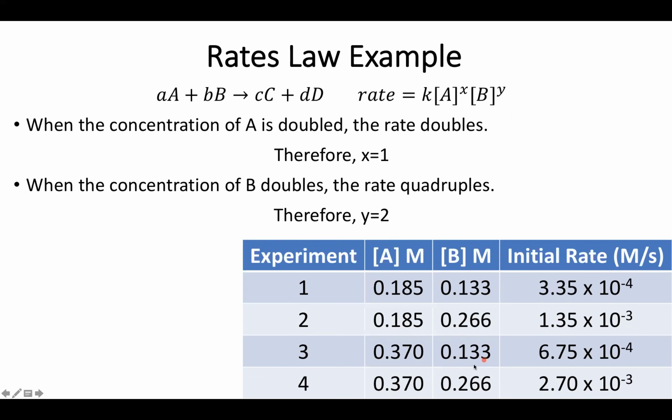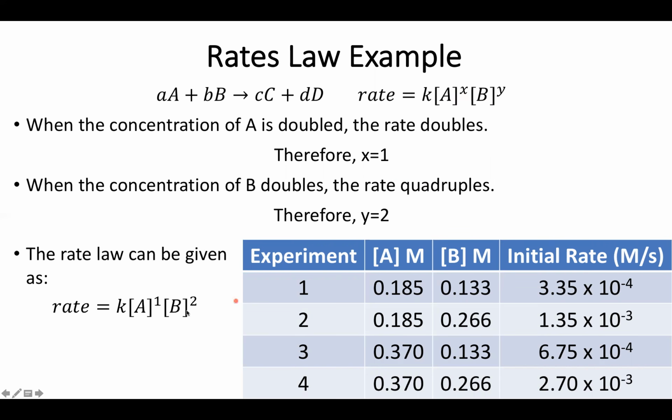I double the amount of B, and the rate again quadruples. It goes up a lot. So essentially 4 times as fast. So this means the reaction is what's called first order in A and second order in B. And this gives us our overall rate law. Again, our rate constant times A to the first power, B to the second.